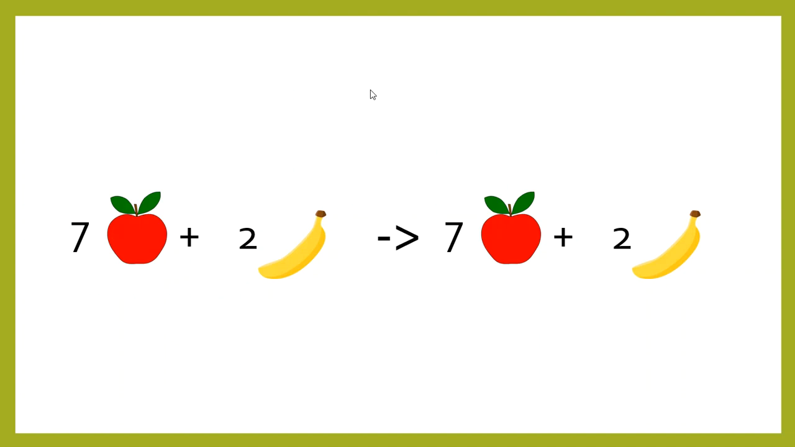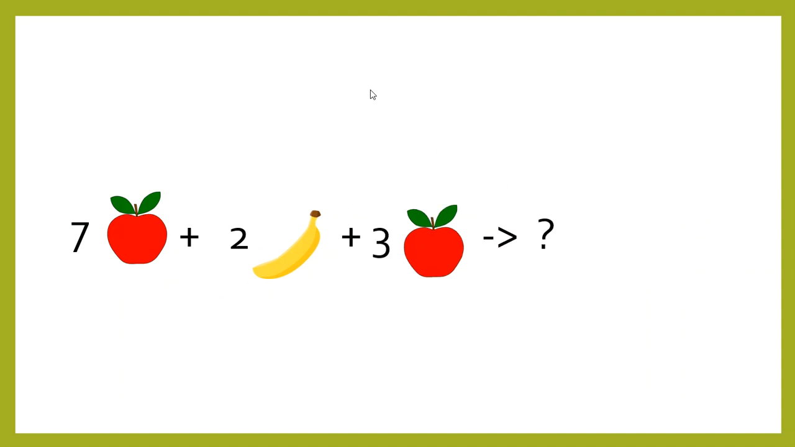So let's look at a case like this. We have 7 apples plus 2 bananas plus 3 apples. I want you to take a moment right now, because we're going to pause this video in a moment, and I want you to think about, is there a way for you to summarize 7 apples plus 2 bananas plus 3 apples in a slightly different way? Think about that for a minute.